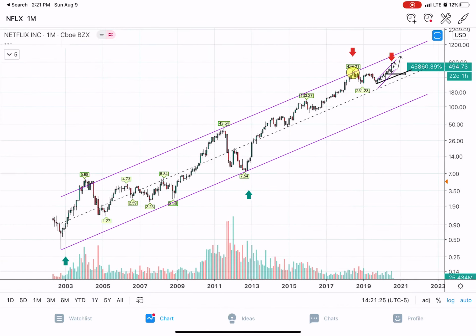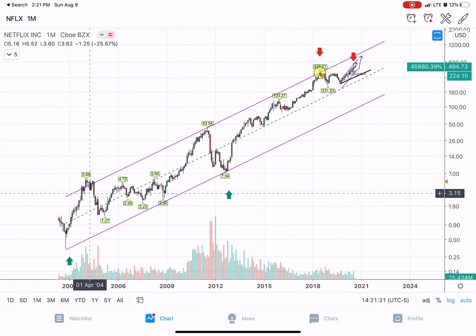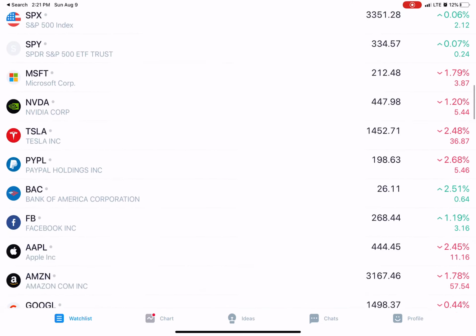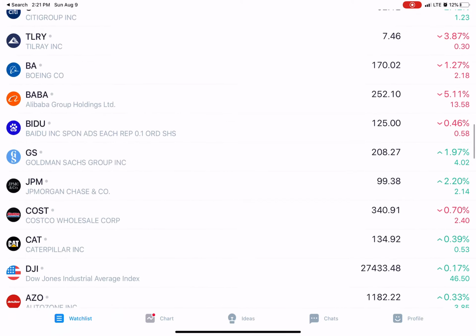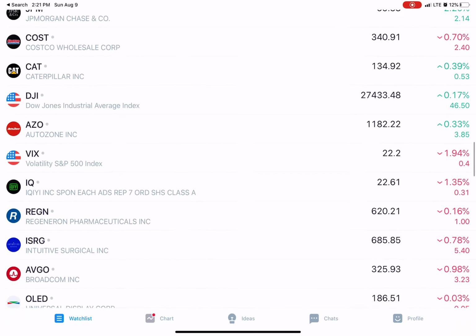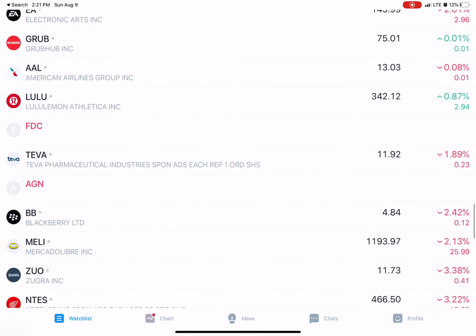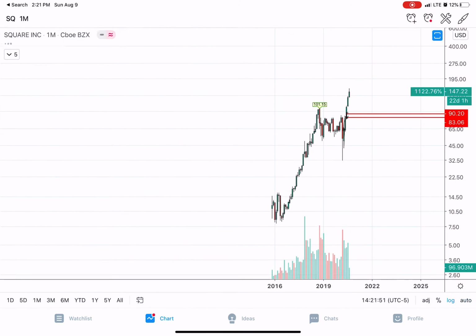We did Netflix already. Netflix going all the way back, you see, again, a low, and then we were able to connect all the highs. We can check out JP Morgan. We already looked at JP Morgan. I want to look at a random stock just so that you guys can see it works on basically anything.